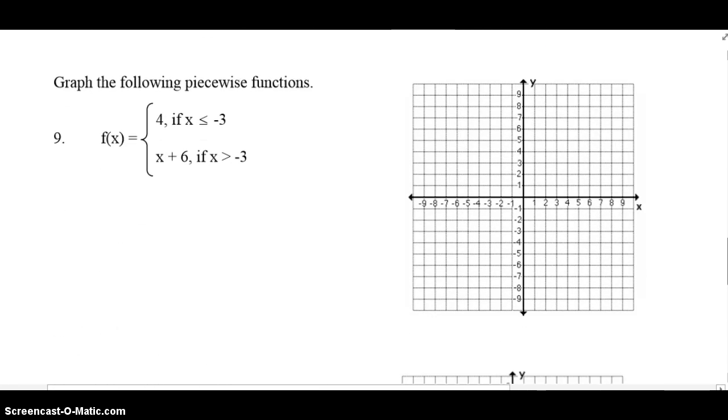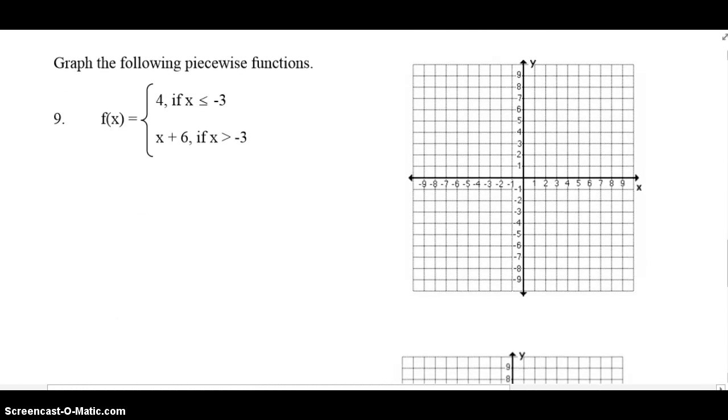Alright, go ahead and flip your page over and let's take a look at some actual graphing problems. We're just going to do a couple examples today and you'll see a few more examples in the video tomorrow. So, graph the following piecewise functions. Once again, we've got two pieces here. So this says f of x equals 4 if x is less than or equal to negative 3, and x plus 6 if x is greater than negative 3.